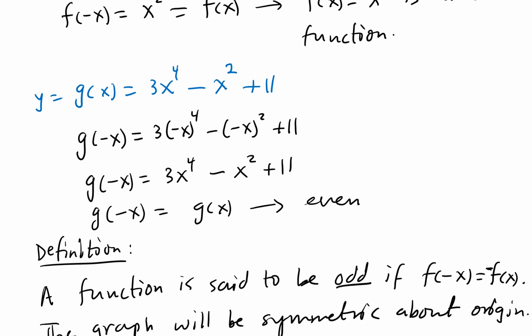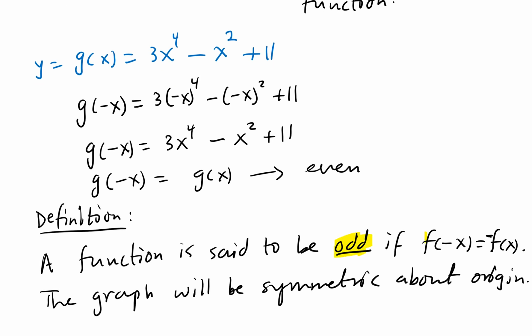Now, what is an odd function? A function is said to be odd if f of negative x equals negative f of x, so it equals its opposite, not the function itself. In this case, its graph will be symmetric about the origin.